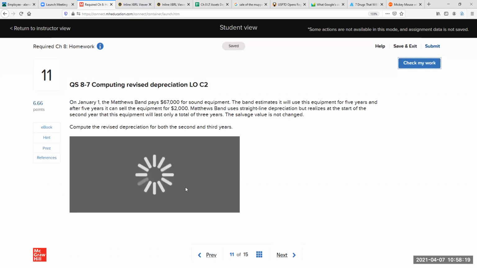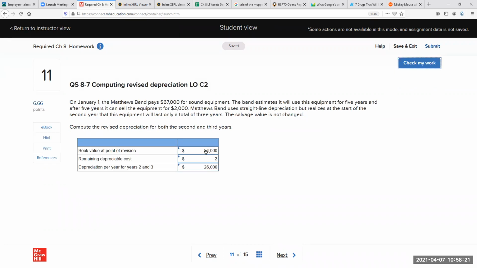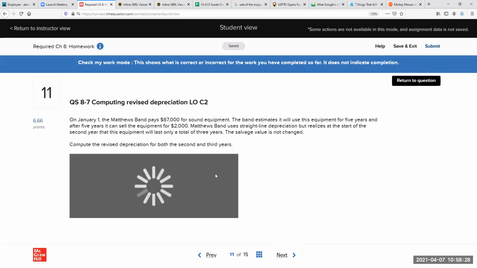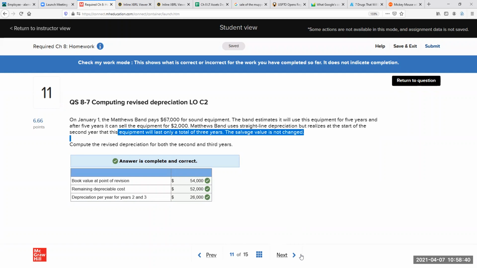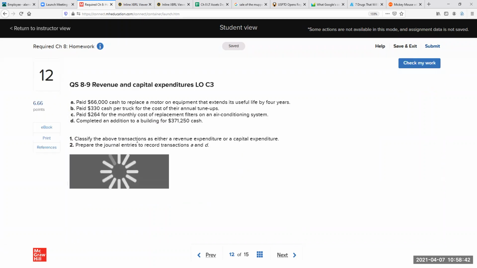All right, so return to the question. So the book value is 54. Remaining depreciable value is 52. There you go. How about now? Okay, very good. 54 minus the salvage of 2. So, all right, it was supposed to last 5, and it's only going to last 3. So you got to take it down, revise it downward.